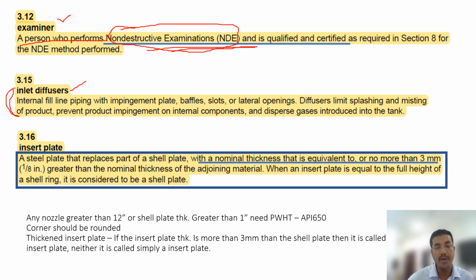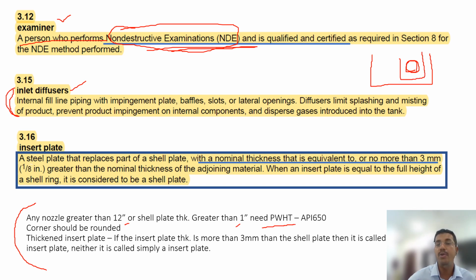Insert plate, you have to remember what is an insert plate and what is a thickened insert plate. Let's say there is a tank, this is the shell plate, and you have to put a nozzle. When you are putting a nozzle, there is a requirement in API 650, which we will read later on: if the nozzle is greater than 12 inch or the shell plate thickness is greater than 1 inch, we need to do PWHT. So in order to avoid the PWHT, we have to cut this area and put in the insert plate. Let's say we bring this plate, make a hole in it and weld the nozzle.